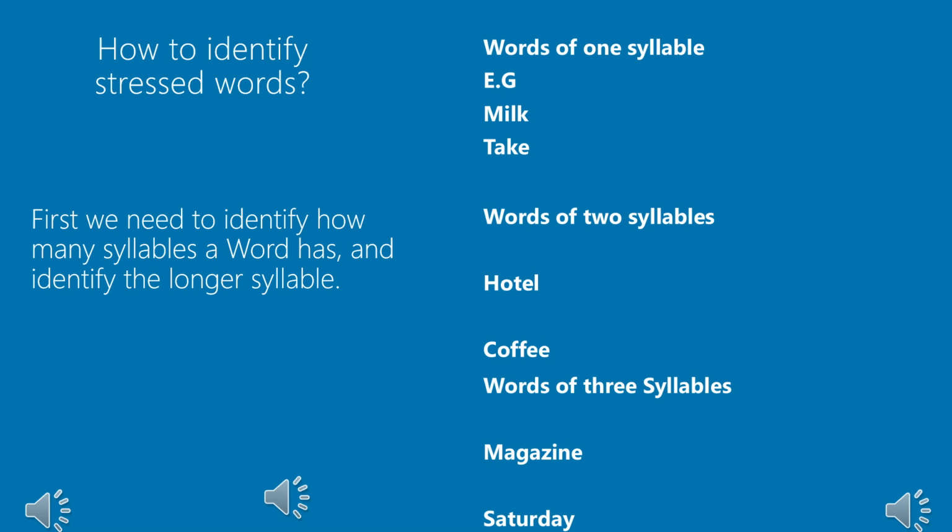Lastly, we have words of three syllables. Again, I repeat, this is not a rule, but with words of three syllables, we will usually find the stressed syllable at the beginning of the word. For example, we have the word magazine, where the stress is falling on the first syllable, being magazine. Or we can also have Saturday, which is the same case. We have Saturday, but the final word would be Saturday.